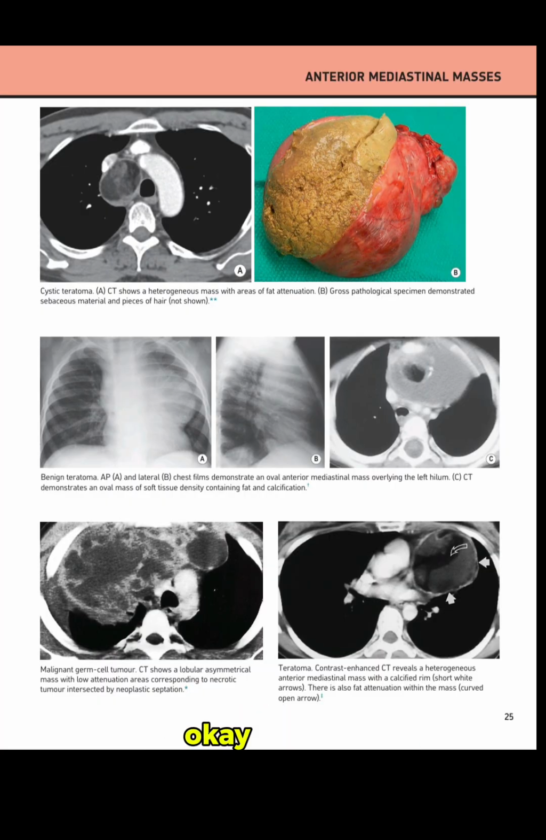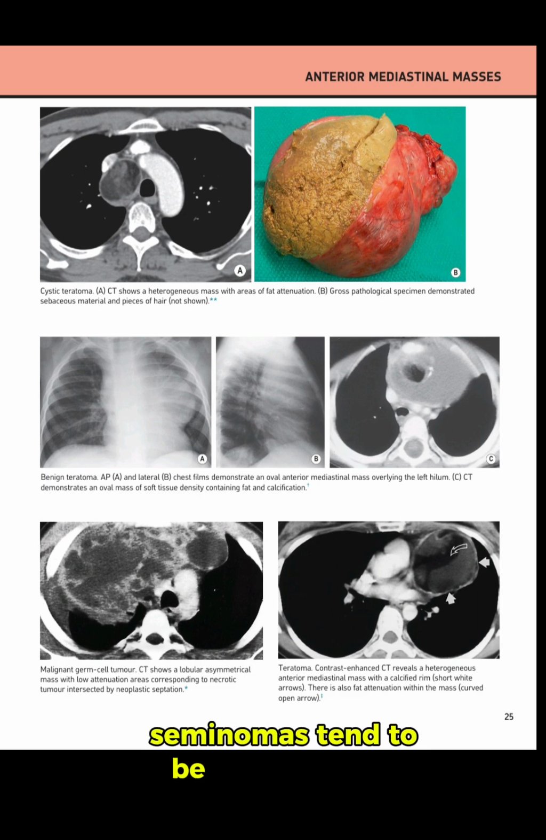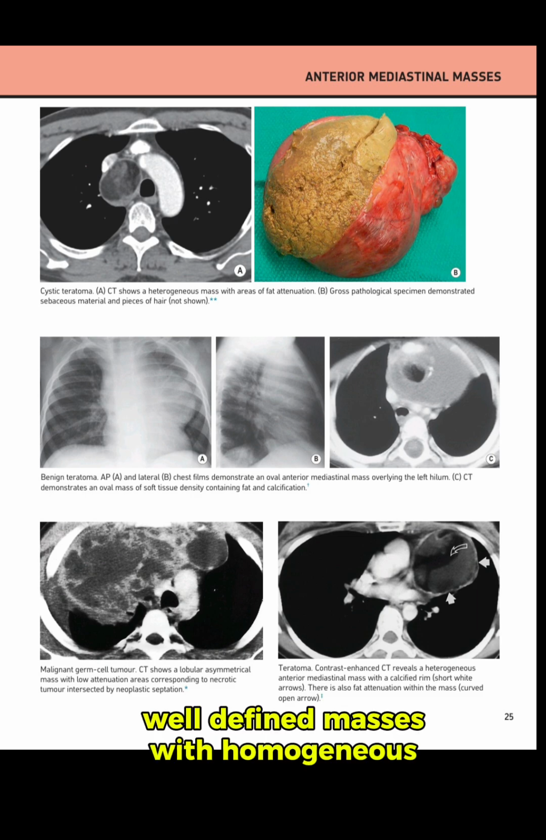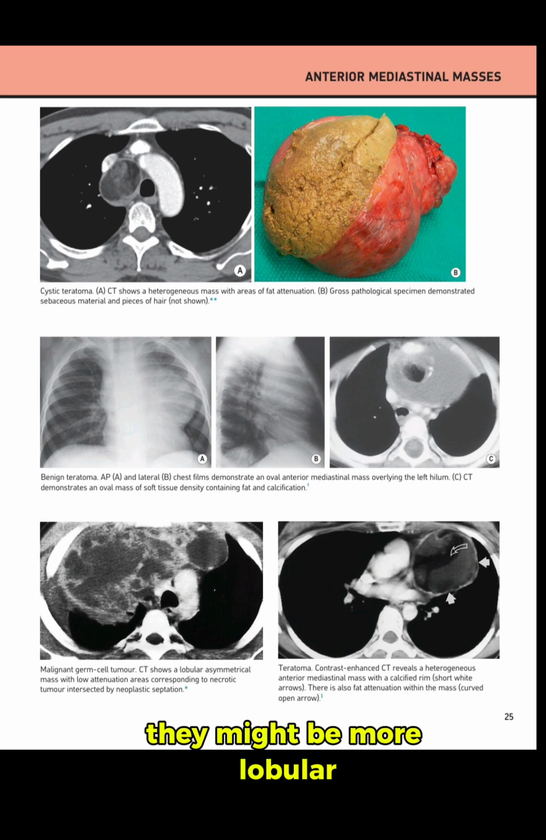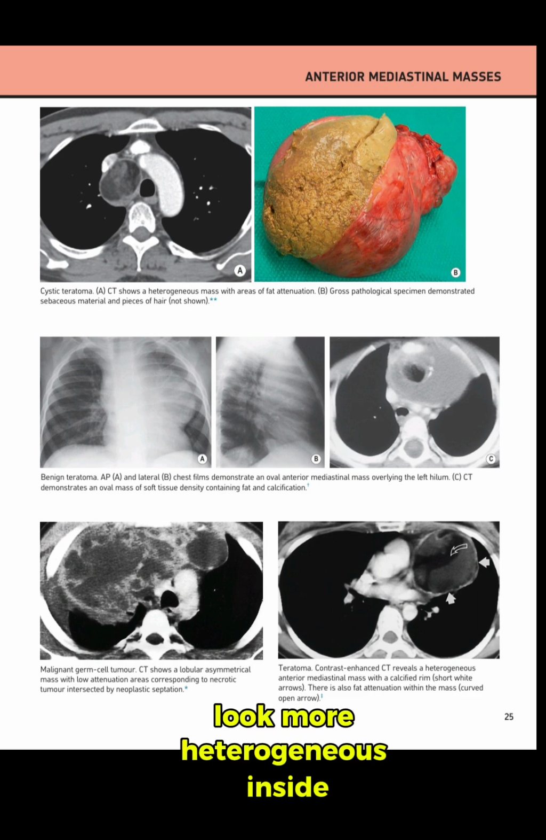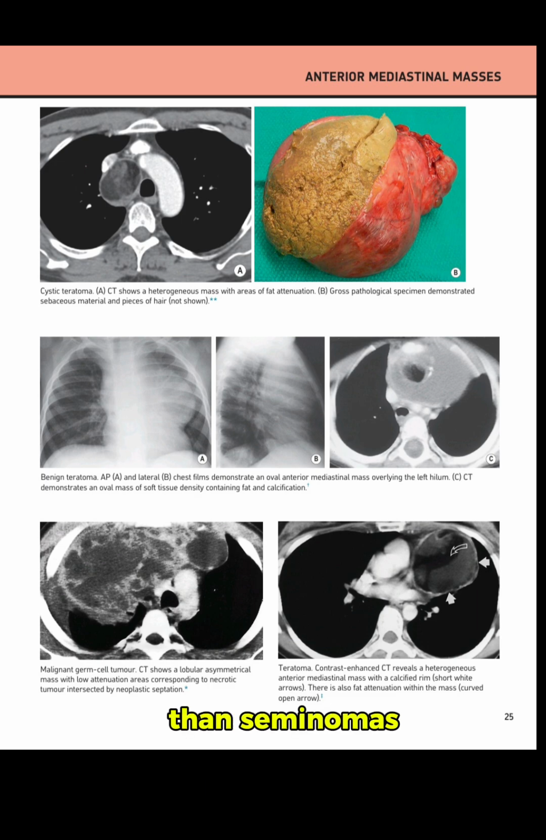for teratoma. Okay. And then briefly, how do the other germ cell tumors like seminomas and the non-seminomatous ones differ? Seminomas tend to be more uniform. They usually appear as solid, well-defined masses with homogeneous density on CT and signal on MRI. Pretty uniform enhancement, too. Non-seminomatous germ cell tumors, or NSGCTs, are often more complex. They might be more lobular, look more heterogeneous inside, and they often enhance more avidly with contrast than seminomas. Because they can grow fast, you might see those fat planes disappearing again.